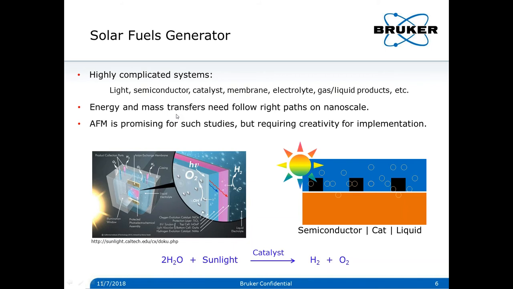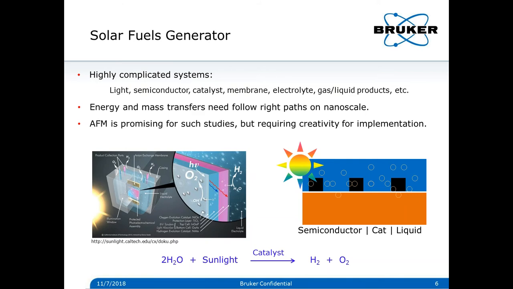Actually, for figuring out the charge transfer and energy transfer processes, AFM can do a really good job. This has already been proved in a lot of solid devices, like photovoltaics or solid-state batteries. But for this complicated system, it really requires some creativity for the implementation of the AFM.